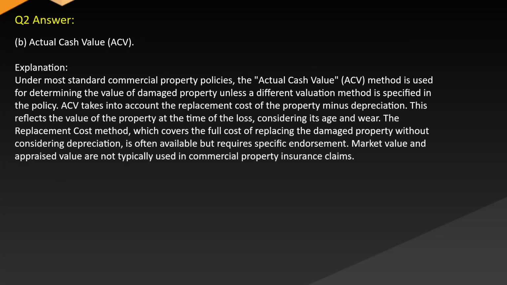Answer: B. Actual cash value (ACV). Explanation: under most standard commercial property policies, the actual cash value (ACV) method is used for determining the value of damaged property unless a different valuation method is specified in the policy. ACV takes into account the replacement cost of the property minus depreciation. This reflects the value of the property at the time of the loss, considering its age and wear.